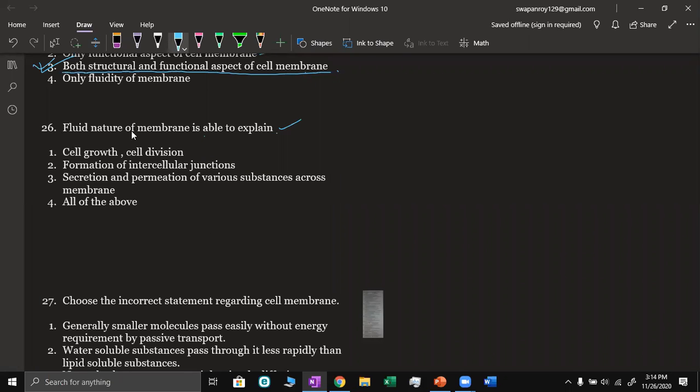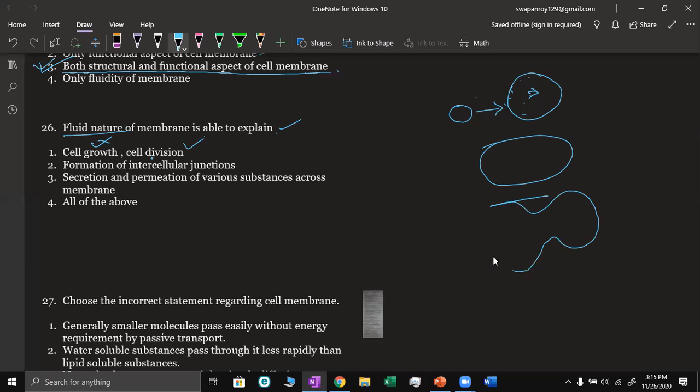Due to this fluid nature, cell growth is possible, cell division is possible. Initially the cell is small, then it will grow, so new membrane is produced and added. So during cell growth it is possible. In cell division, when the nucleus has divided, after that there is invagination, and ultimately the two cells separate. So cell division is also possible.